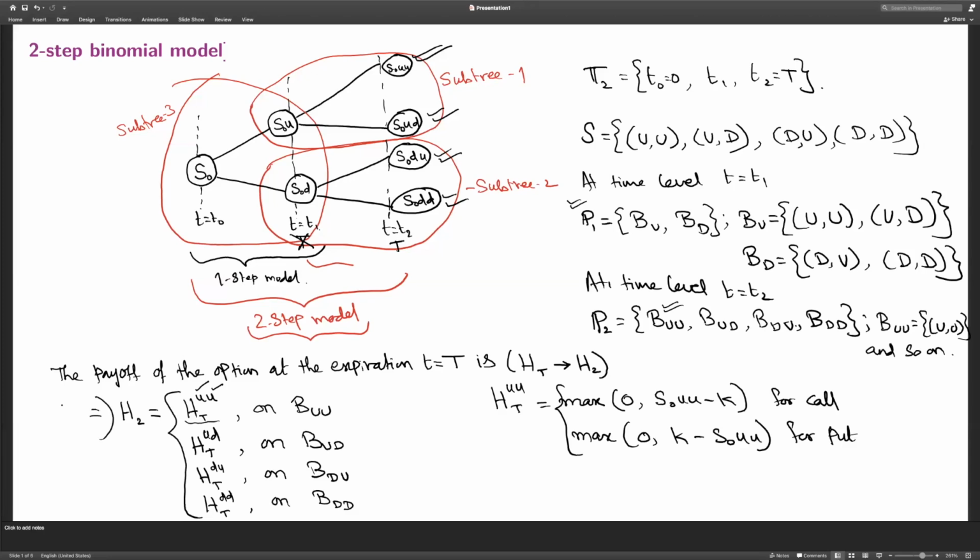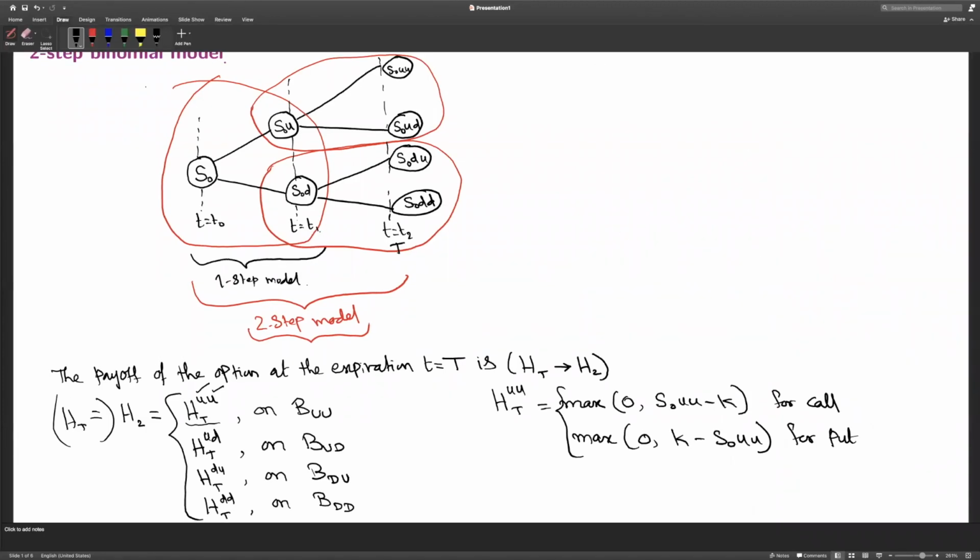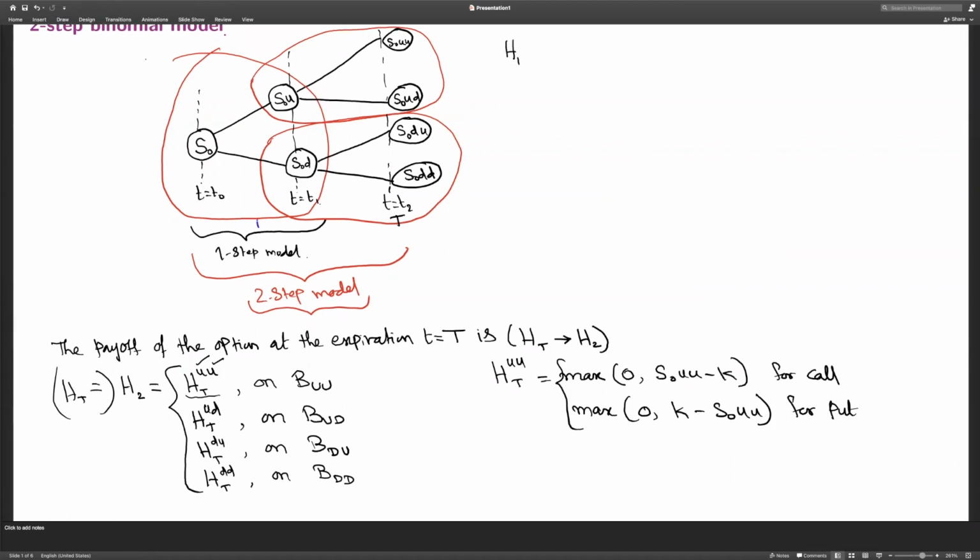Generally, we use the notation HT, but here just to go backwards, the next previous level payoff we will take as H1, and then the 0th level, which is also the price, we will take as H0. Therefore, to have that clear notation, I am just calling it H2. Now comes the important step. We have to now write H1. What is H1? H1 is interpreted as the payoff at this time level. You can think of it as the value of the option at time t equal to t1. That is the intrinsic value of the option at time t equal to t1.